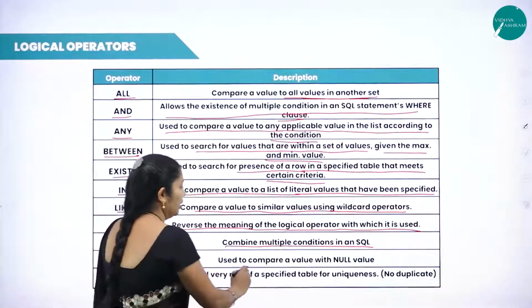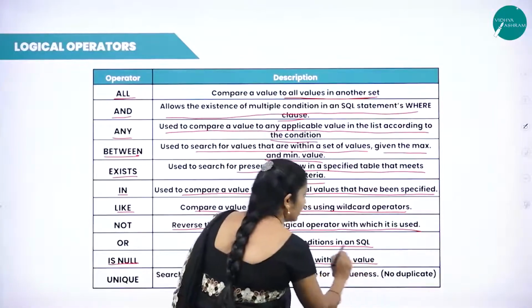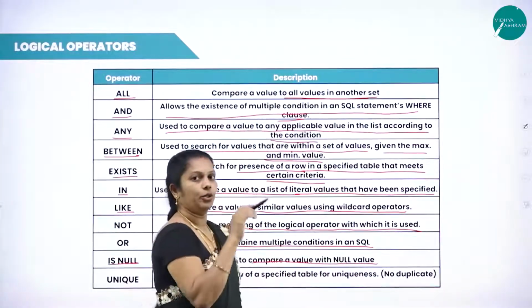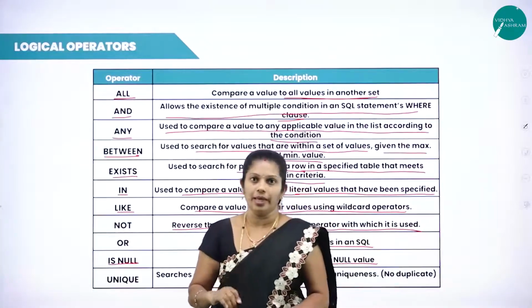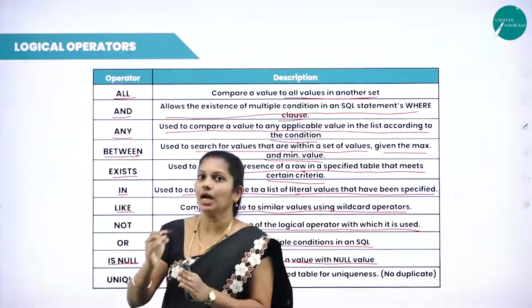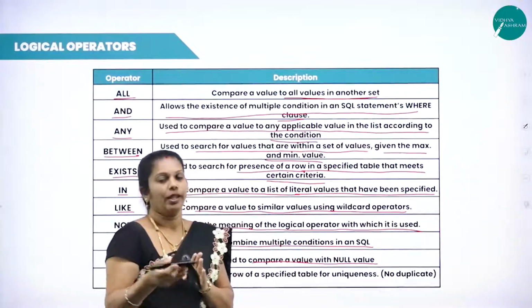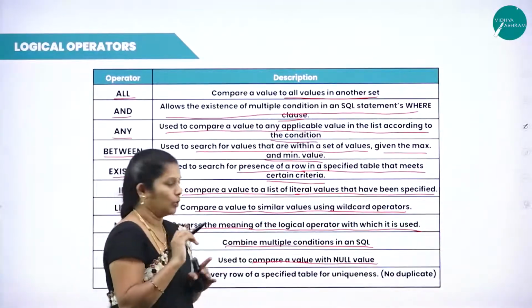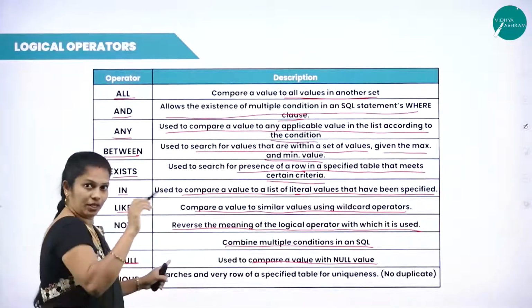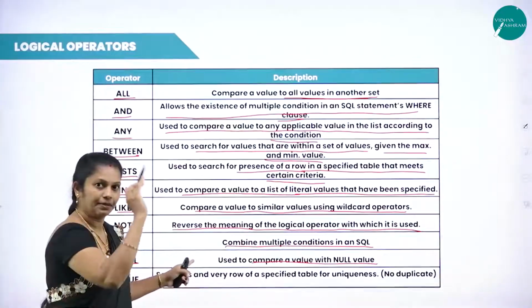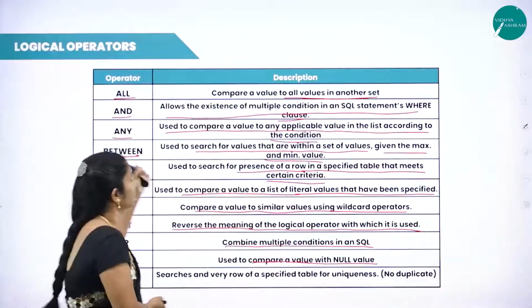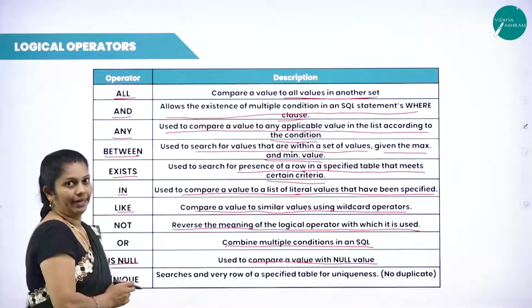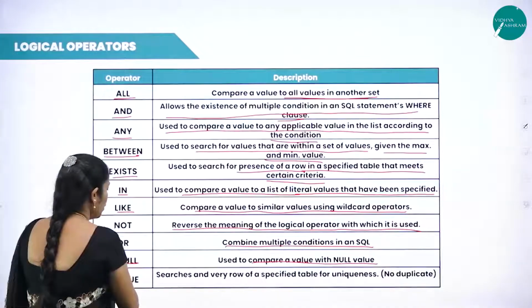And the next one is the NULL operator. This is used to compare a value with null values. Already I told you, in a database the register number cannot be null. I told you, right? The primary value should never be null. There must and should be some values entered. Here we can check whether that particular column is null or not. That also we can check under this logical operator.